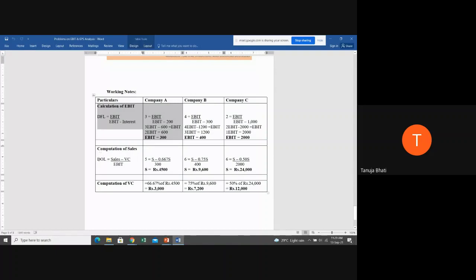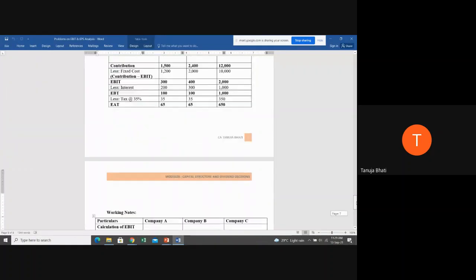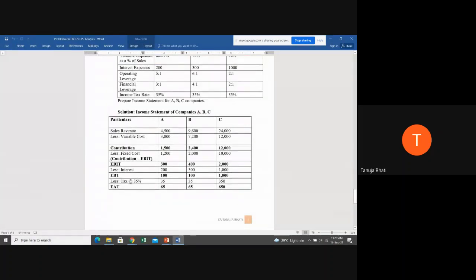Next, we have to compute the sales. For that, we can use degree of operating leverage. Now, students, what is the formula for operating leverage? It is contribution divided by EBIT. See here, it is contribution divided by EBIT, and financial leverage was EBIT divided by EBT. And if you take combined leverage, it is contribution divided by EBT. But now, whichever formula is necessary, we will use only that.